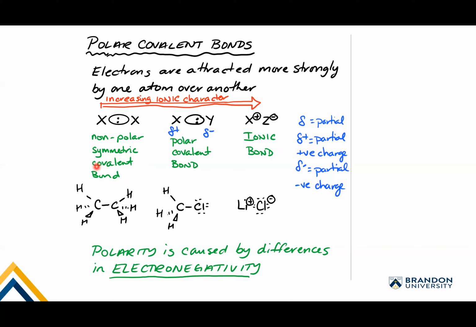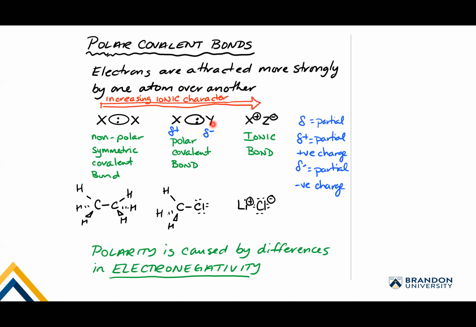But what happens if one atom can pull those electrons to them, or has a greater affinity for those electrons than the other? What we've got depicted here with X and Y is that Y has a stronger affinity for those electrons in this bond. And as a consequence, they spend more of their time closer to Y than they do closer to X. So this bond, with the electrons closer to Y, is no longer symmetrical, it's a polar bond.